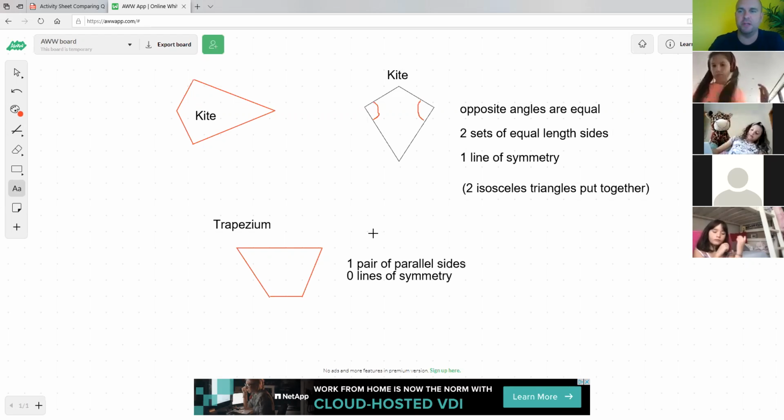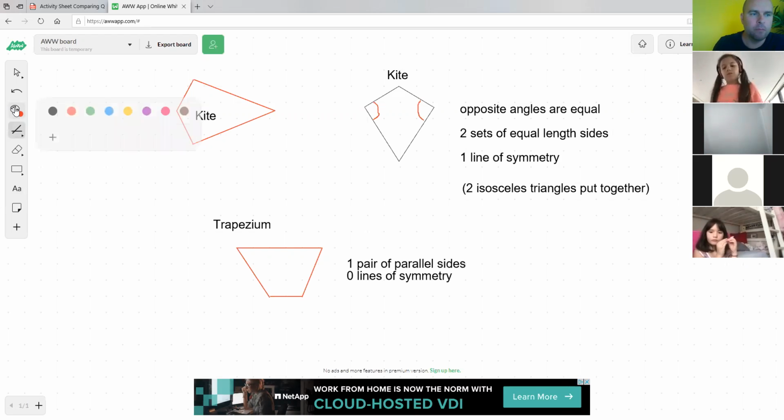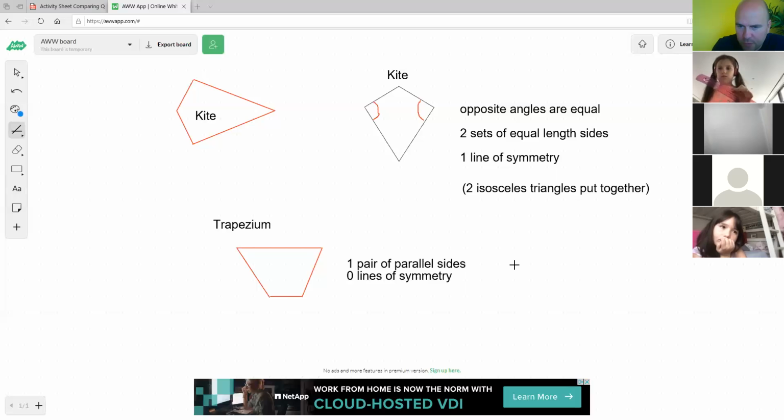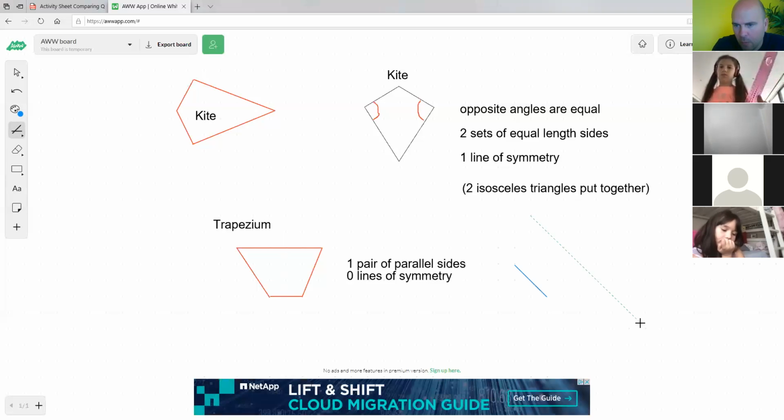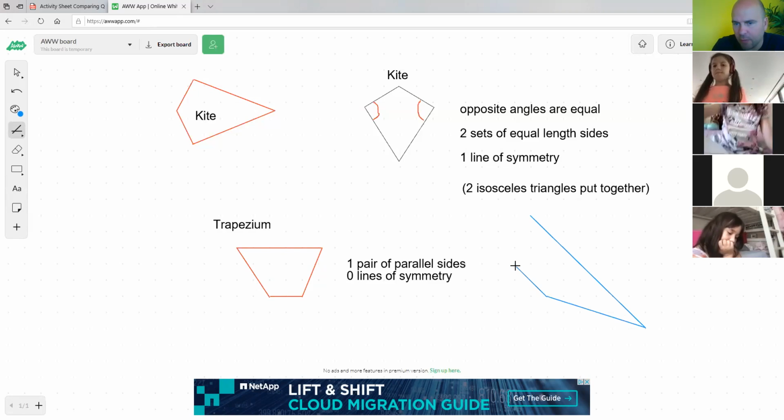I'm going to draw you a different trapezium whilst you're copying that one down. So let me just draw one that's slightly different. You could get one like this. This is still a trapezium because it's got the parallel sides. Still a trapezium.